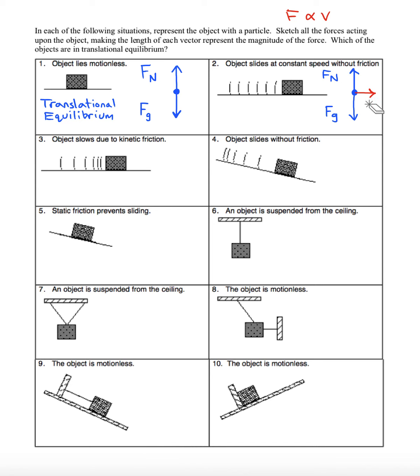So, whereas the force was there when it first got pushed, the force is not there anymore. So this is actually the correct diagram for a box sliding across ground with no friction. And we see that it is in translational equilibrium.